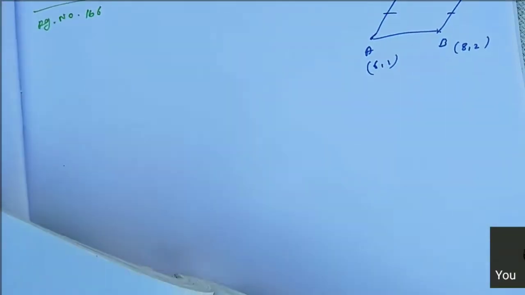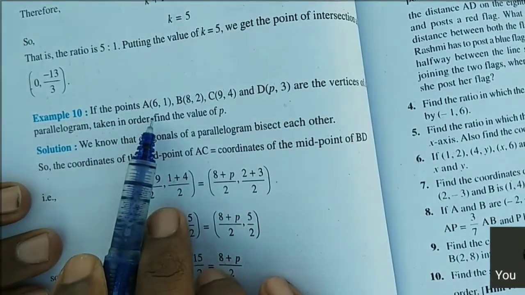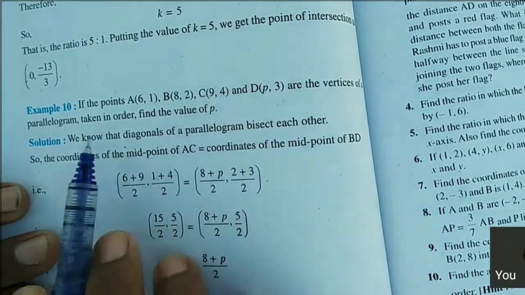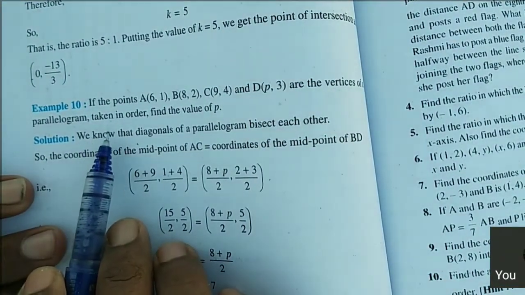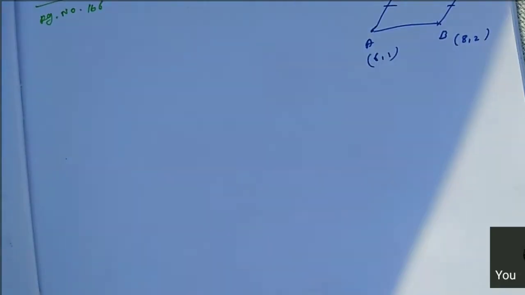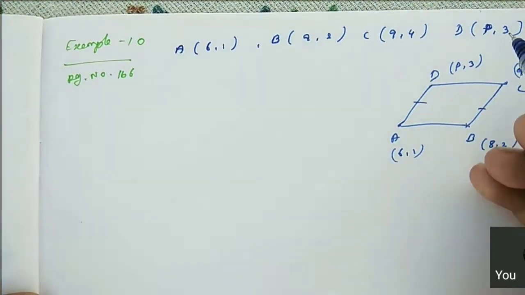I'll explain example number 10. If the points A(6, 1), B(8, 2), C(9, 4), and D(P, 3) are the vertices of a parallelogram, taken in order, find the value of P. Here they have given 4 points, which are the vertices of a parallelogram. Now we can find the value of P.